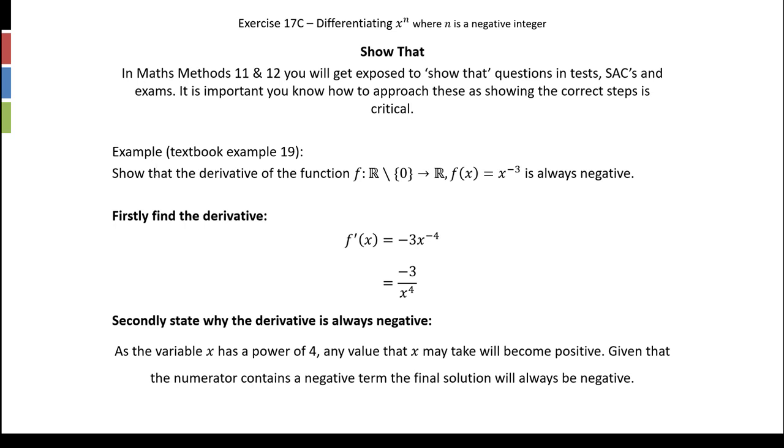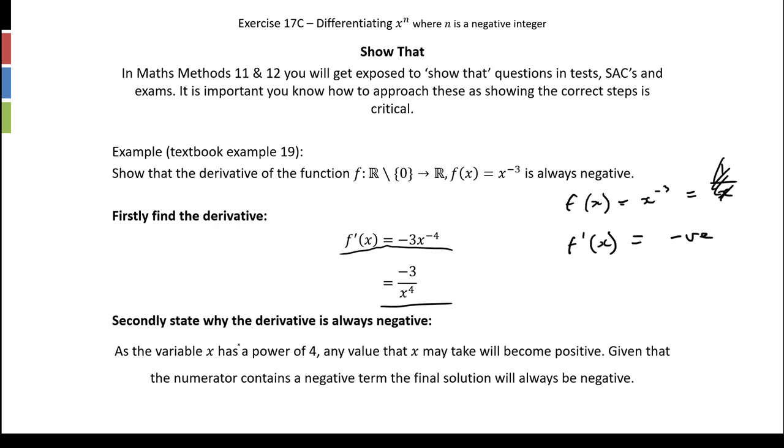So an example: show that the derivative of the function, for all real values where x is everything apart from 0, where f of x is x to the -3, is always negative. So f of x is equal to x to the -3. Show that f dash of x will always be negative. Well, we need to find the derivative. So we firstly find the derivative, which we can rearrange to write in terms of a positive indice, which will help in these problems.